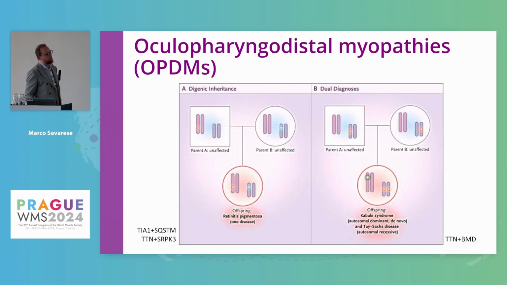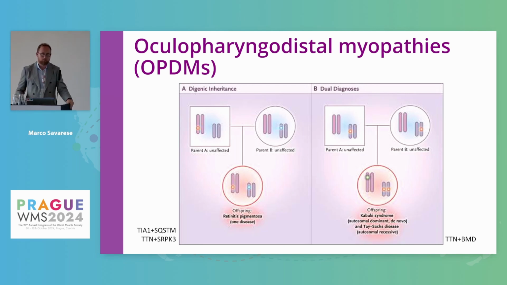And this is a good example, TIA1 plus sequestrosome. More recently, probably you are aware of that, there has been this large study led by the Newcastle team, by Anna Toff, with Titin plus SRPK3. The digenic are rare, but above all, they are difficult to demonstrate because you have to have some mechanism explaining why the combo causes the disease and the single variants do not.